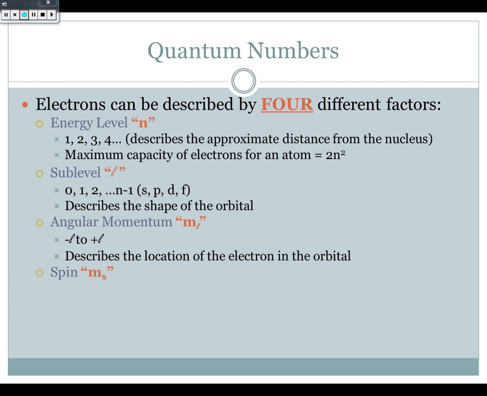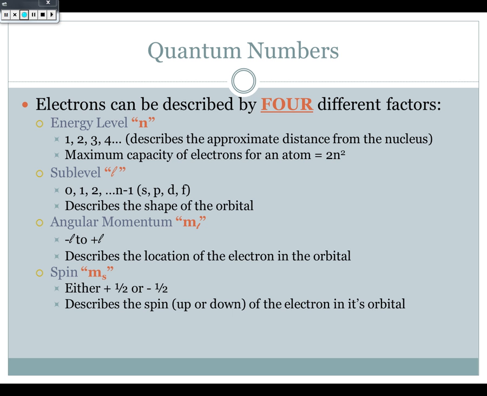And then spin, which isn't actually spin, that's just the word that we use to describe it, is m sub s, and that is either a half or negative a half. It describes the spin, either spin up or spin down, of the electron in its orbital. Again, this isn't really the spin, it's just a way that we have used to describe it. So you've got energy level, sublevel, angular momentum, and spin. Now the sublevel, s, p, d, or f, contains different orbitals within that sublevel, and that's what angular momentum starts describing: which orbital the electron is going to be in.